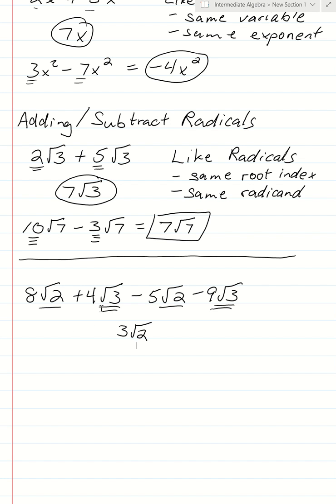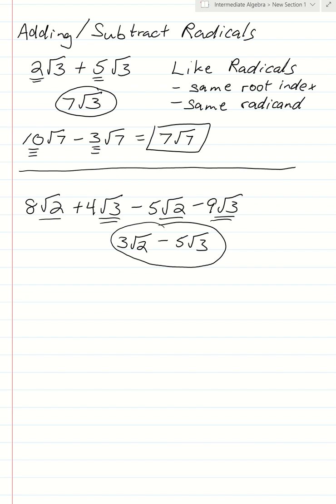Then if we were to combine the 4 square root of 3 and the minus 9 square root of 3, those are like radicals. Well, 4 minus 9 would give us a negative 5 square root of 3. Now, we cannot combine this any further because we are dealing with two unlike radicals. We're dealing with a square root of 2 and a square root of 3. Those are not like radicals. We cannot combine the 3 with the negative 5. So this would be our final answer.